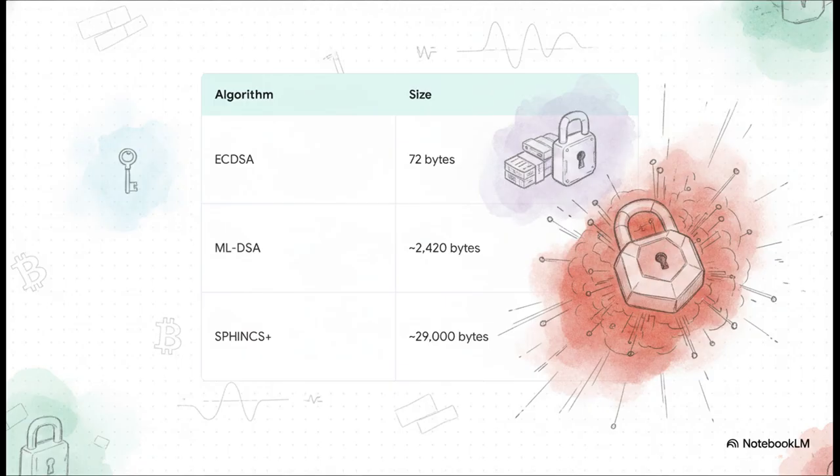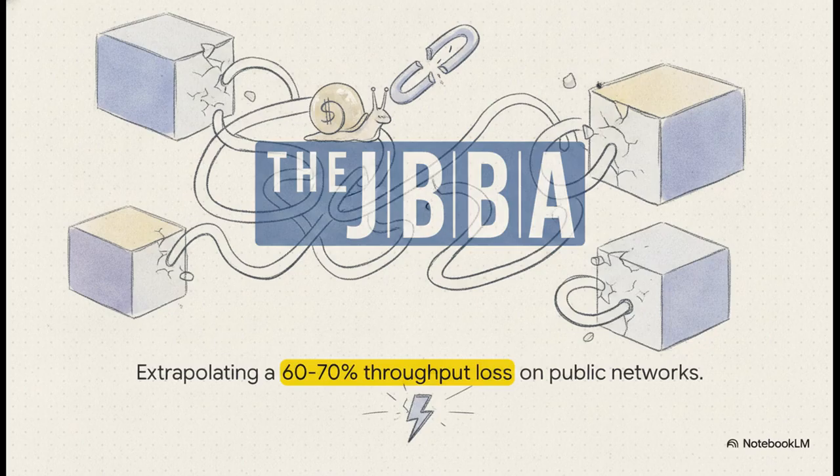Bitcoin's legacy ECDSA signatures are incredibly lightweight at just 72 bytes. But to make them quantum-resistant using NIST-approved algorithms like ML-DSA, the signature balloons to over 2,000 bytes. And if we use hash-based schemes like SPHINCS+, it jumps to nearly 29,000 bytes. We're talking about an absolute explosion in data size. So what happens when you try to force those massive signatures onto a network with strictly limited block space?